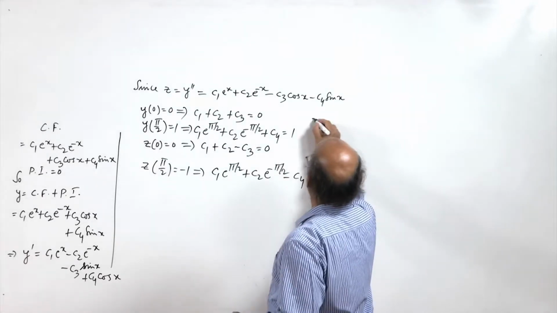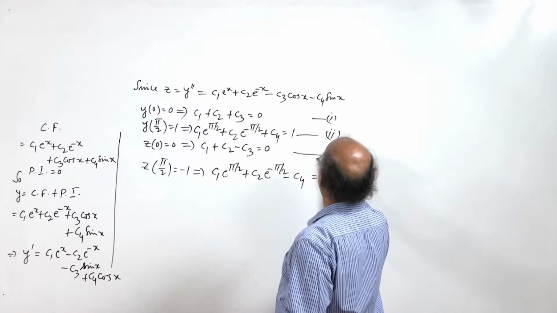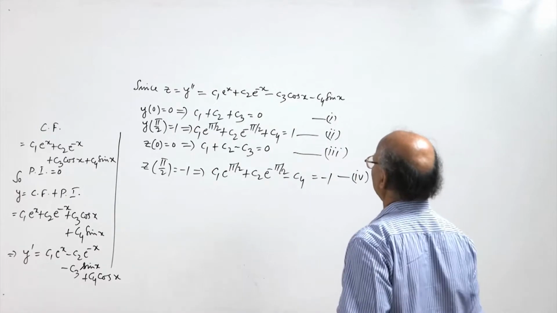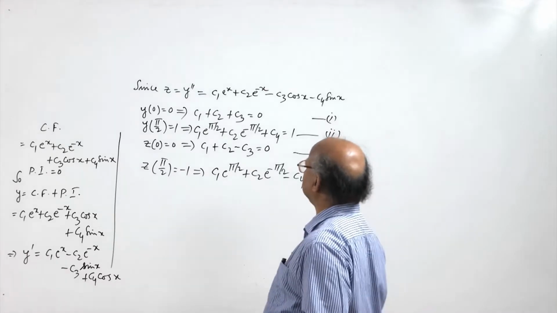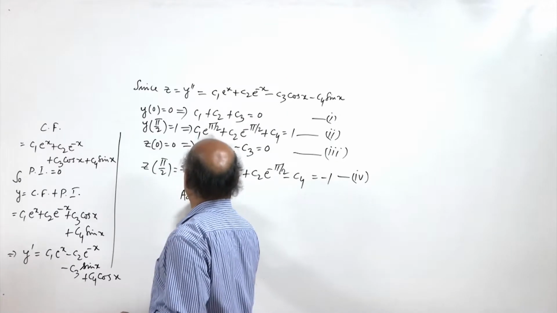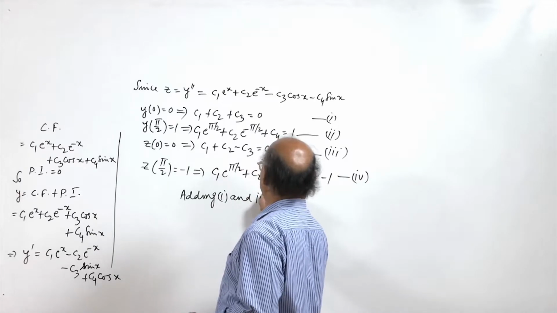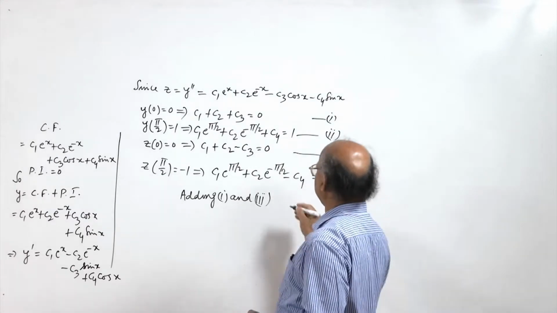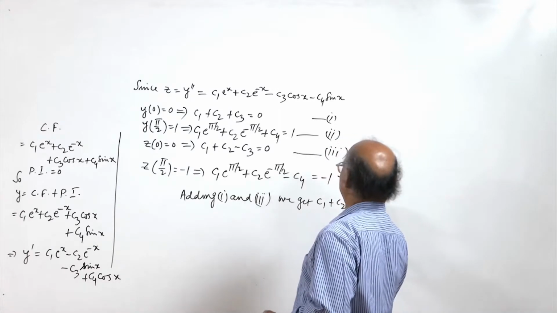Okay, let me call it equation number 1, this equation number 2, here equation number 3, and this one as 4. We can solve these 4 linear equations for the 4 unknown coefficient constants c1, c2, c3, c4. So if you add 1 and 3, adding 1 and 3, what we get is c3 will cancel out, 2c1 plus c2 equal to 0, we get c1 plus c2 equal to 0.